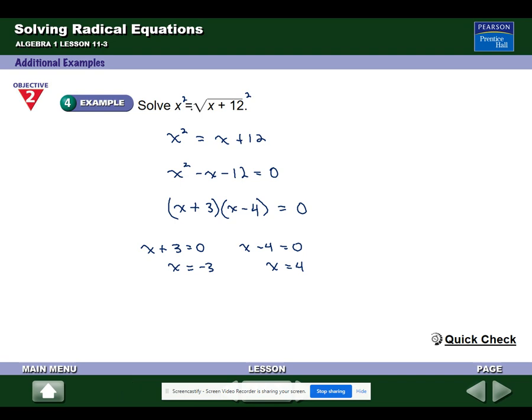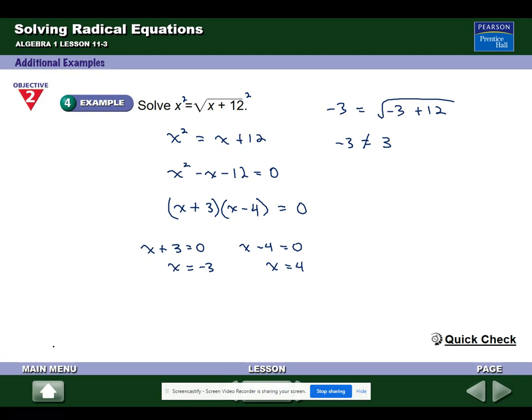Because look, back in the original problem, if I plug in -3 for x, x is equal to the square root of x plus 12, so -3 is equal to the square root of -3 plus 12. What's going to happen on the right? -3 plus 12 is 9, the square root of that is going to be 3. -3 is equal to 3 is not true. So what we thought was a solution, x equals -3, is actually not a solution.